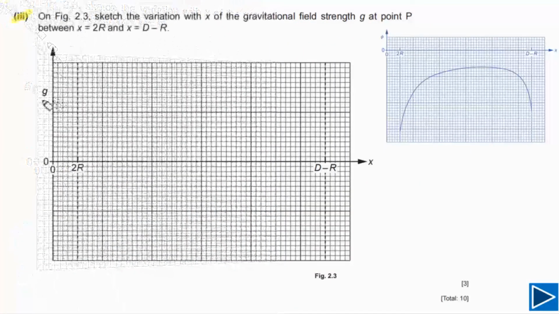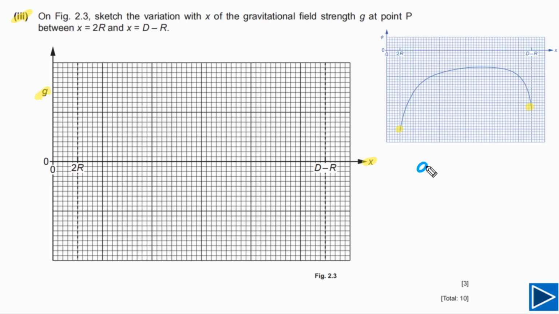For the last part, we need to sketch g against distance, mean against x from surface of planet to surface of moon. First of all, let's try to understand how we can determine g from potential against distance graph. g is simply equal to negative of potential gradient. If we look at gradient of potential against distance graph, we can see that at the beginning this gradient is decreasing. So let me use different color.